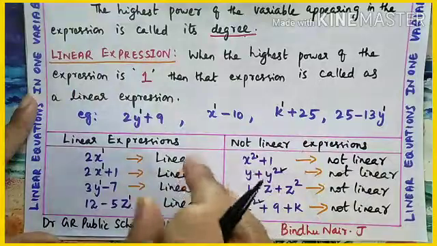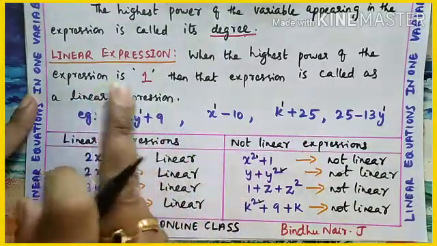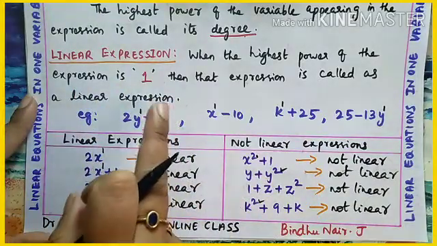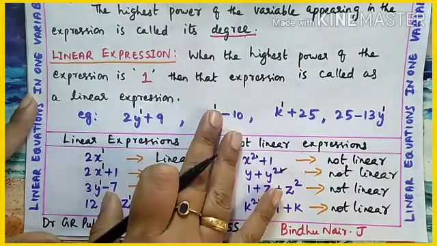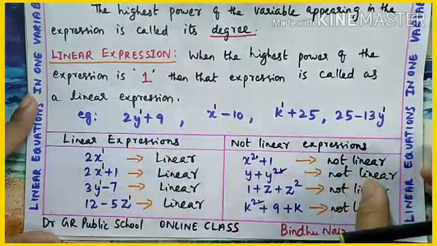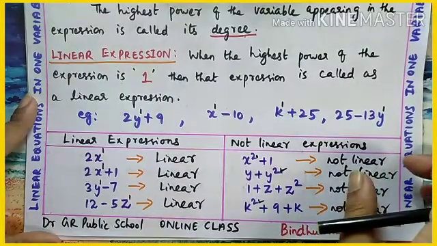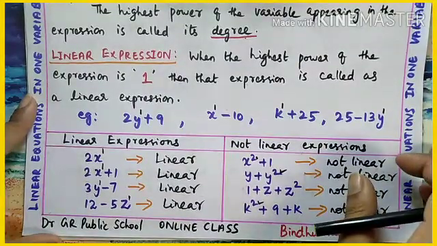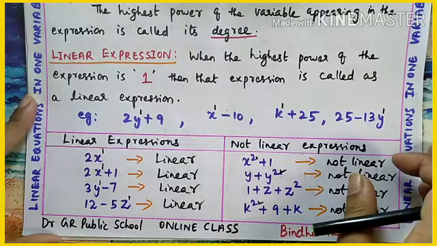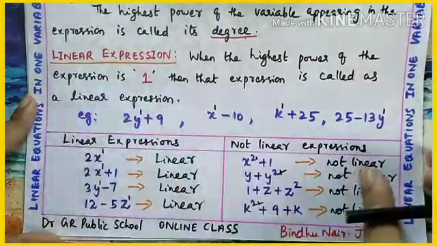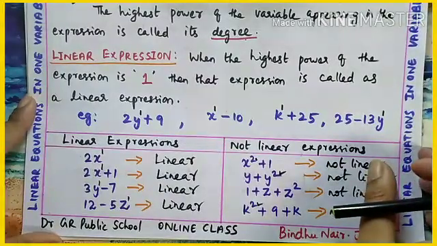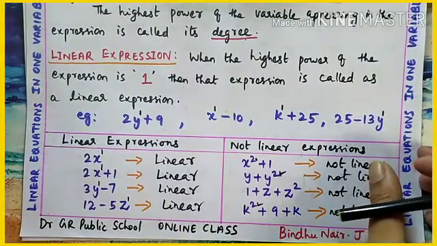So altogether, what do you want to understand? A linear expression means an expression that has only power equal to 1. Don't forget this, it is very important. The highest power is called the degree, and when the highest power of the expression is equal to 1, we call those expressions linear expressions. Okay, children, understood? Right.